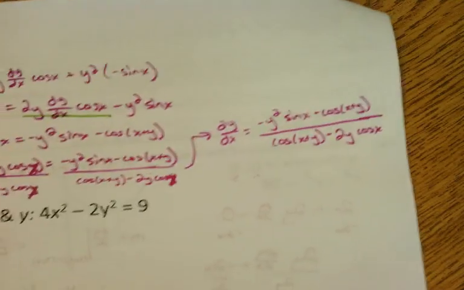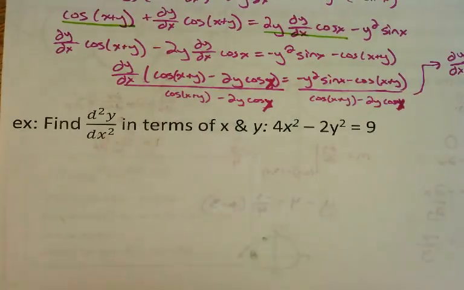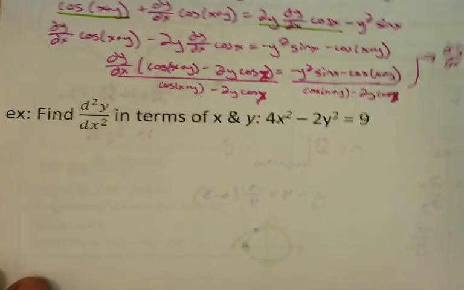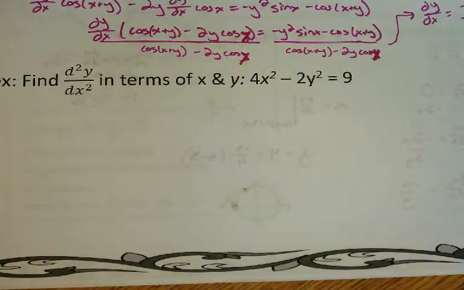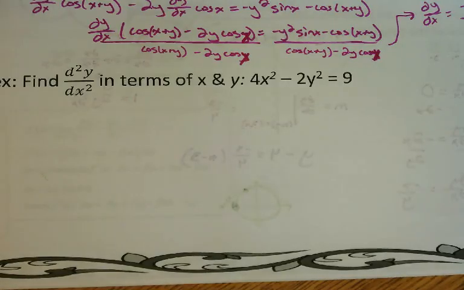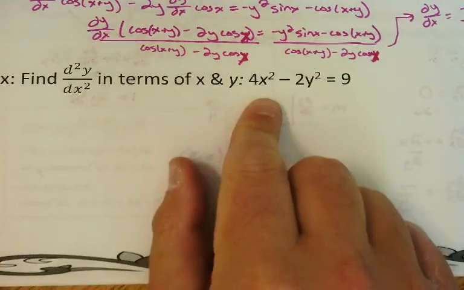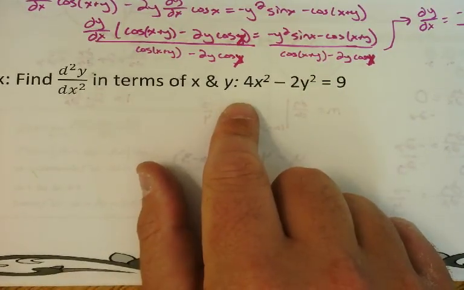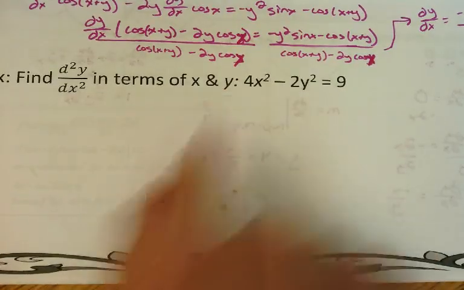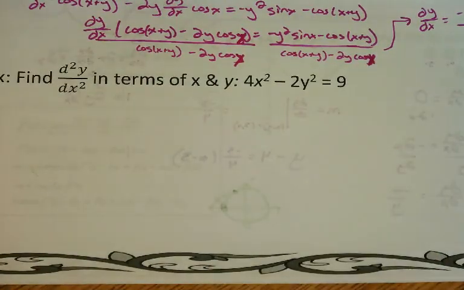Okay, I'm gonna add in a second derivative problem into this one. So look down here, find d squared y over dx squared in terms of x and y, with this equation right here. So what I'm going to do to find the second derivative is find the first derivative, set equal to dy dx, and then take the derivative after that. Okay, so actually this is not a difficult implicit problem.